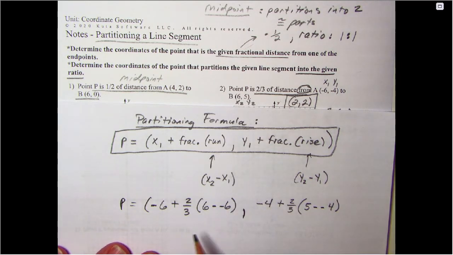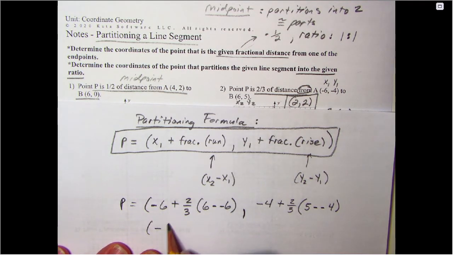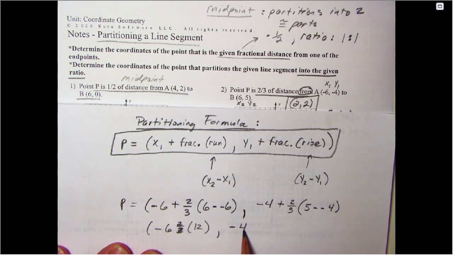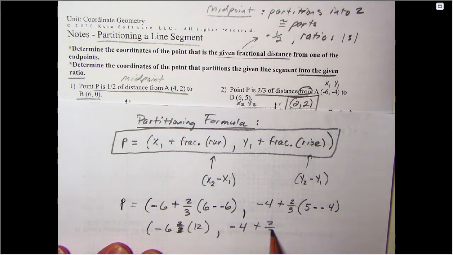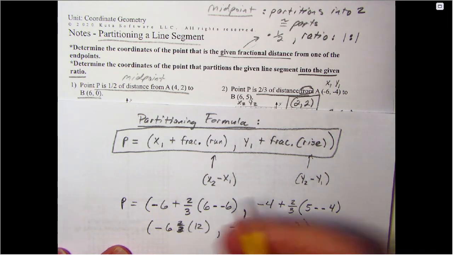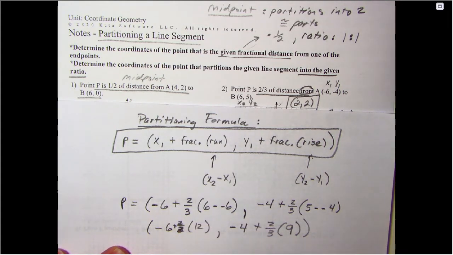All right, so I just got to do a little simplifying here. This is going to be -6 plus 2/3 of 12. Be careful with your subtraction signs again. In negative signs, this is -4 plus 2/3 of 9. Again, two negatives make a plus. And you'll notice, hey, this is the same thing, 2/3 of 12 and 9 we got from the triangle.